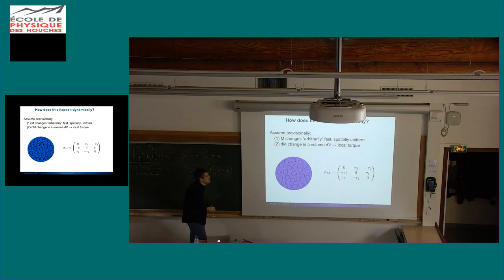So we're interested in how this happens dynamically. And I'm going to kind of breeze through some of the fine points because I have 5 minutes. The idea, though, is that if we assume that we can somehow get the magnetization to change arbitrarily fast and in a spatially uniform way, this is a big if. I'll explain how this happens in a minute. And then we assume that the change in a local area of our cylinder only acts locally in force on its surroundings. There are no long-range forces from the magnetization change.